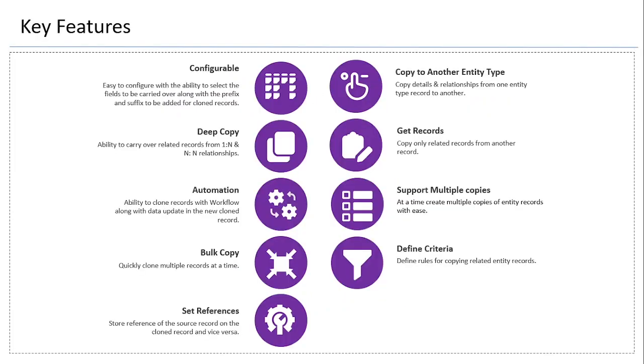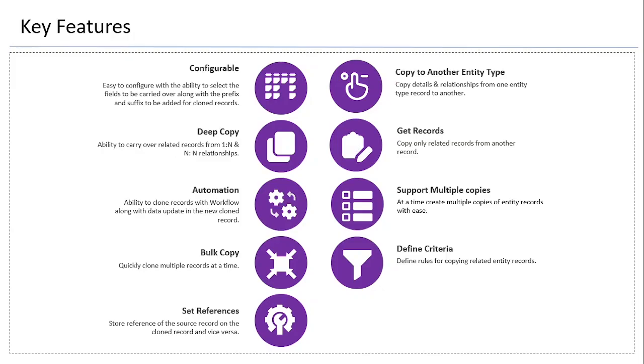Click2Clone has many features to offer. It is very easy to configure. You can set the prefix and the suffix in order to identify the target record or the source record. Deep copy is where it has the ability to carry over the related records from a one-to-N relationship and an N-to-N relationship as well. And yes, you can automate the cloning of records. So let's say whenever a quote gets activated and you want that record to be cloned, with the help of a workflow, you can easily automate the cloning of records.